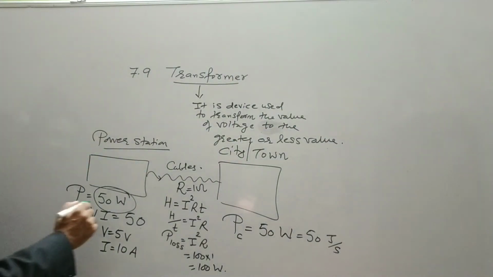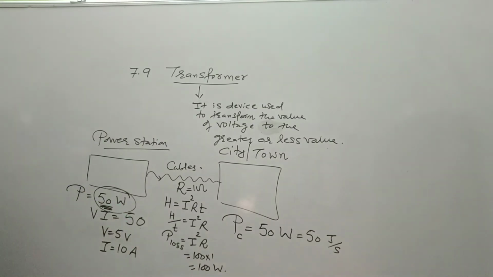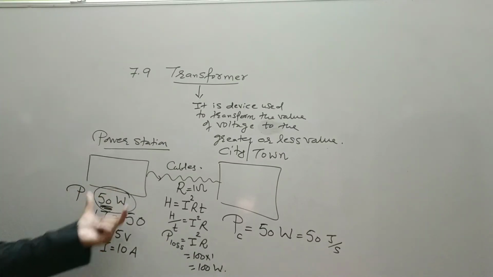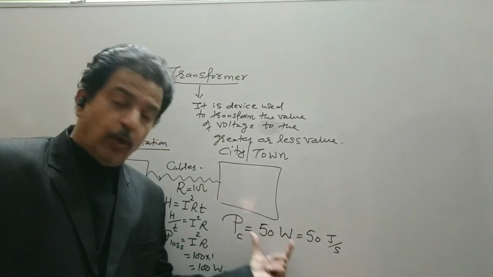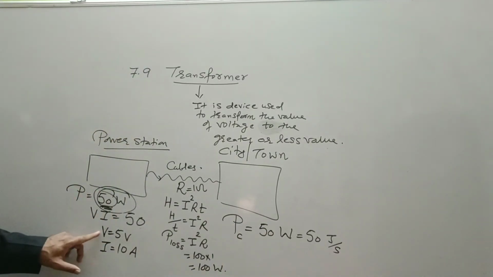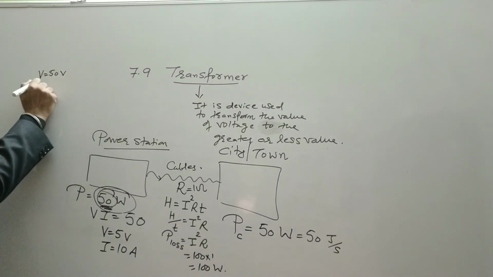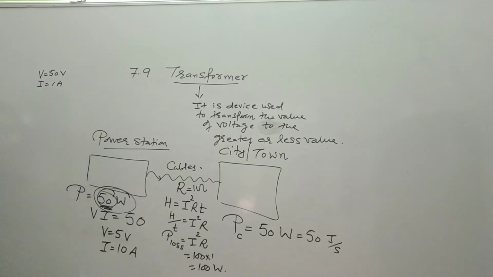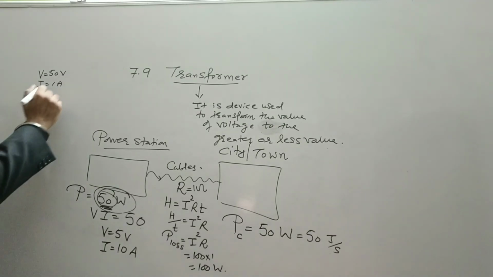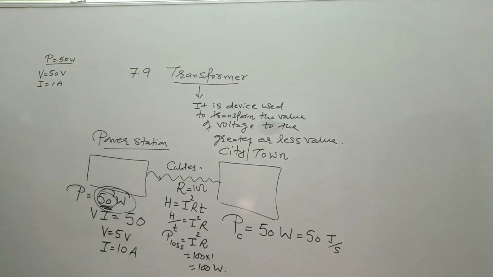Now suppose I need the power constant to be 50 watt. So this is a requirement. This much power has to be produced because the city has a requirement of 50 watt. So this 50 remains constant. Now suppose I make this value of V to be 50 volt, then the current becomes 1 ampere. Now the total power is 50 only, but the voltage is increased from 5 to 50 volt.